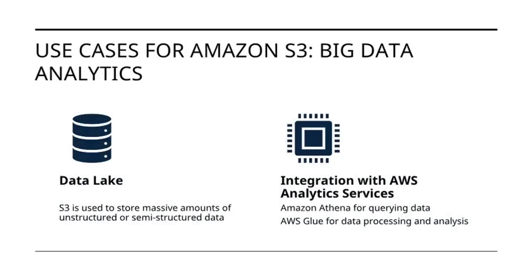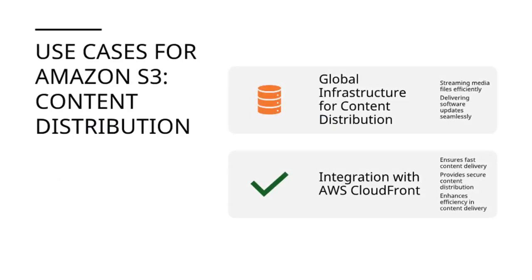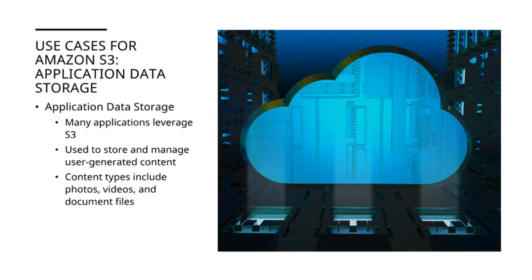S3 is commonly used as a data lake for storing large amounts of unstructured or semi-structured data. It integrates with AWS analytics services like Amazon Athena and AWS Glue for large-scale data processing and analysis. S3's global infrastructure, paired with CloudFront, handles streaming media files and software updates efficiently. This integration ensures fast, secure, and efficient content delivery. S3 is used by many applications to store and manage user-generated content like photos, videos, and document files.